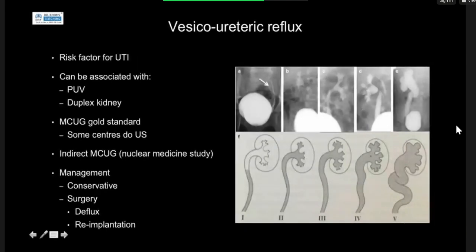And depending on the grade, you can either manage it conservatively, so the lower the grade, the more conservatively managed the patient is, or they can have a deflux procedure, which is where they inject material into the VUJ to try and make it smaller and reduce the risk of reflux. And if that fails and the child continues to have urinary tract infections, for example, then they'll do reimplantation of the ureter at the VUJ. And the higher grades tend to be what gets operated on.